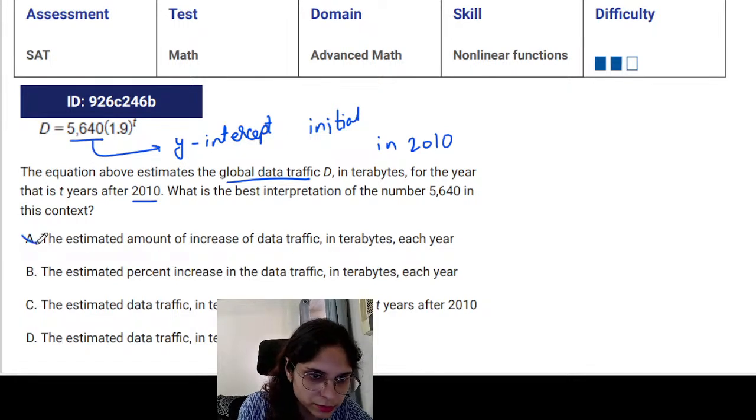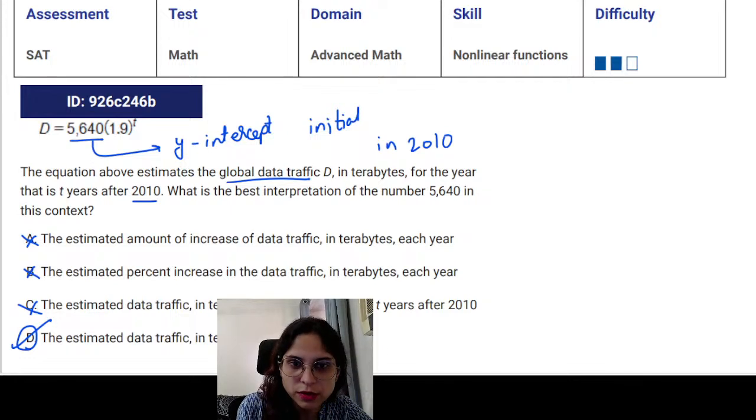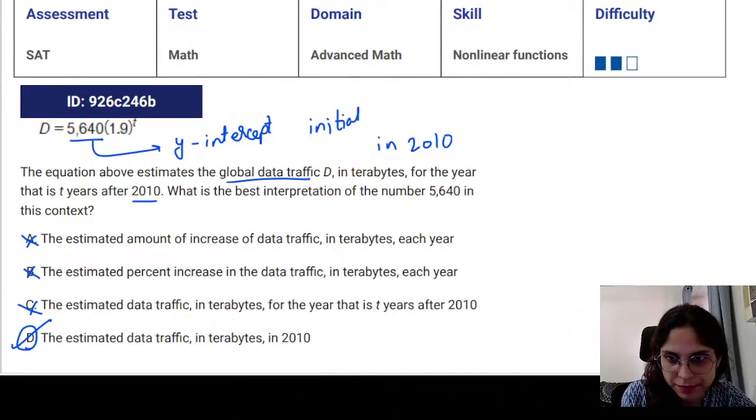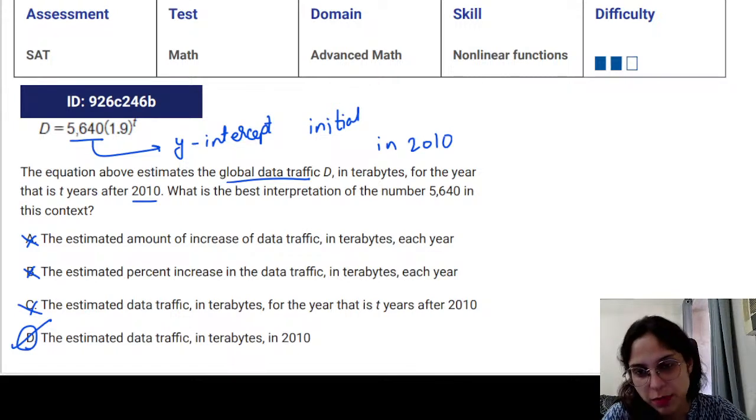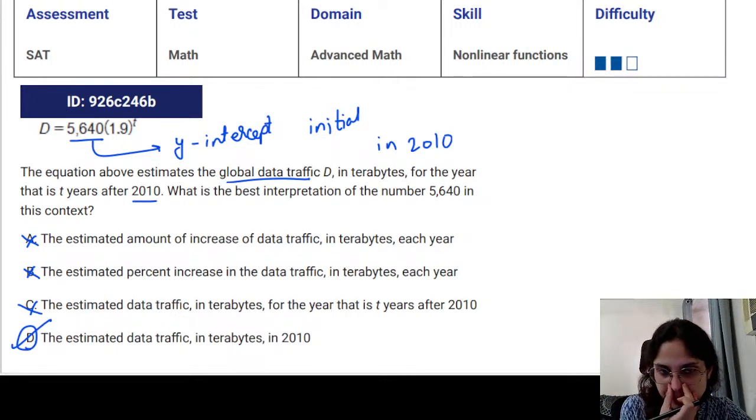each year. No. Each year, no. T years after 2010, no. This is the estimated data traffic in 2010. This is your answer, because this value corresponds to the year 2010. Okay? So in a times b to the power x, the y-intercept is a. In a times b to the power x plus k, the y-intercept is a plus k. And that is what they will be asking about.